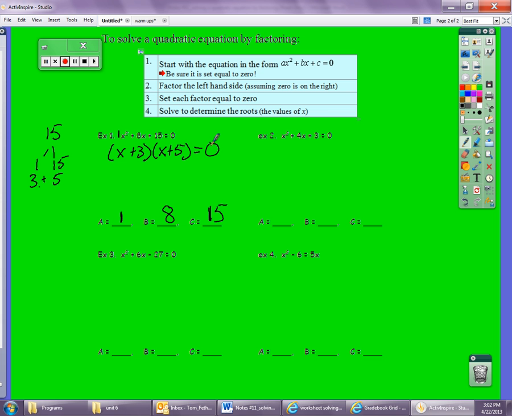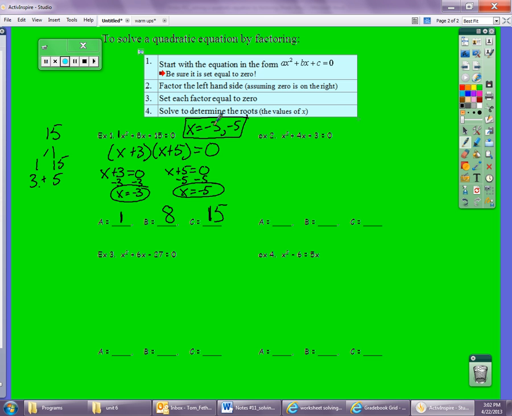Now, that's step 2, we just factored it. Step 1, it was equal to 0. Step 3 says we set each factor equal to 0. So we do x plus 3 equals 0 and x plus 5 equals 0. Now to solve this first one, we do minus 3, so x equals negative 3. And the second one, minus 5, x equals negative 5. So the answer for number 1 is x equals negative 3 or negative 5. So if x is negative 3 or negative 5, it will be a solution to our problem.